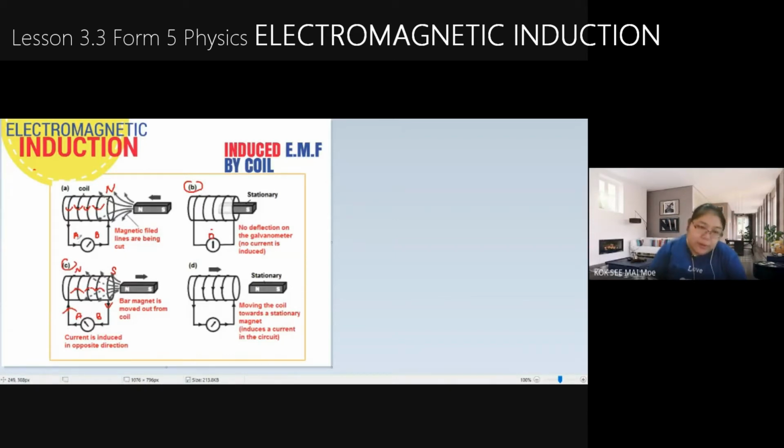Just now it went from zero to the B, so current is induced in the opposite direction as the bar magnet moves out from the coil. Okay, now moving the coil towards the stationary magnet.